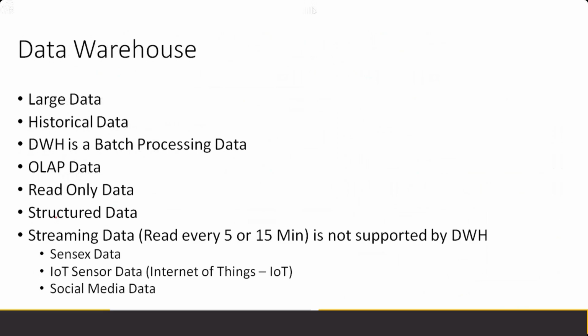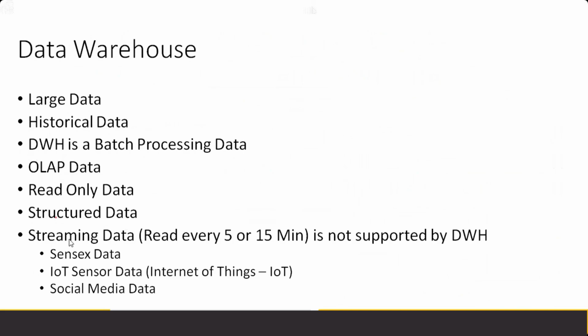So data warehousing, or OLAP system, is called a batch processing system. Remember this point forever: data warehouse is also called OLAP. Online analytical processing means where you can perform analytics on the data. You don't perform analytics on the OLTP data. We perform the analytics on the OLAP data, which is read-only data and completely structured data.